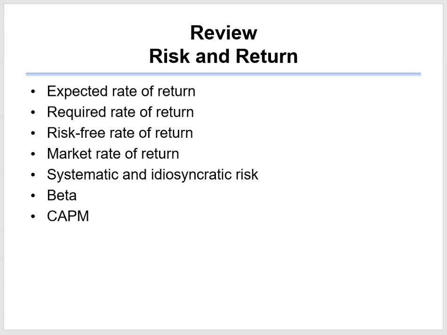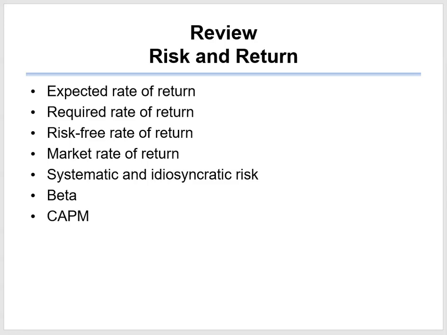We know that we can diversify away idiosyncratic risk. If we add enough different types of firms, we can get rid of idiosyncratic risk. We cannot, however, get rid of systematic risk.